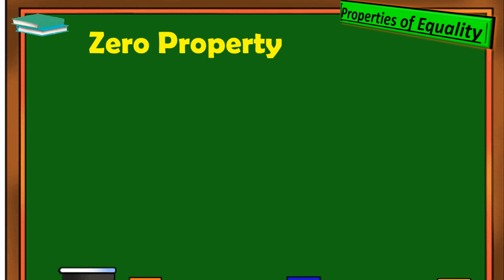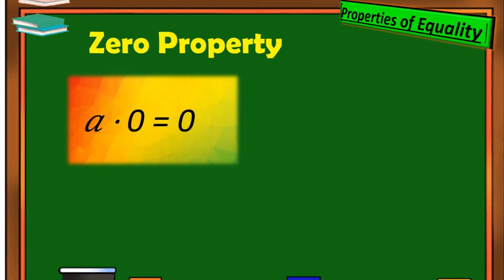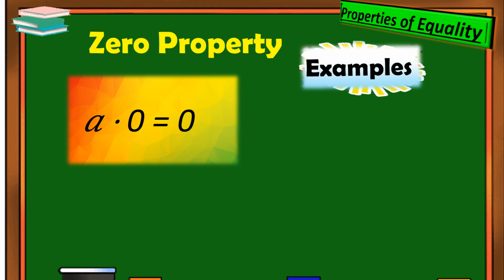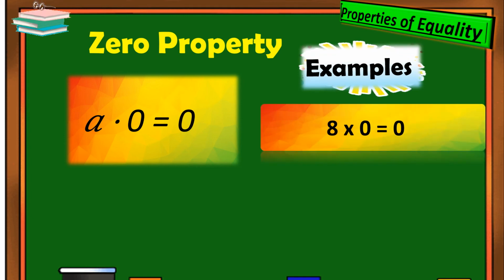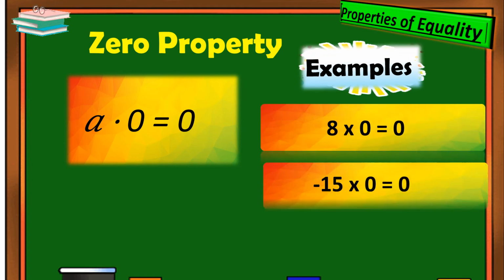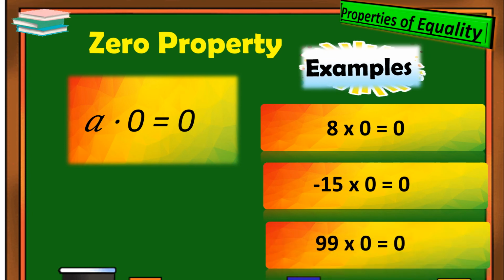Okay, pahabol na property, this is zero property. It states that any number multiplied by 0, the answer is 0. So, tingnan natin. 8 times 0 is equal to 0. Negative 15 times 0 is equal to 0. So, kahit anong number, kahit million number times 0, the answer is still 0. So, yun yung zero property.